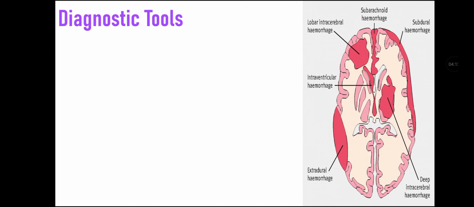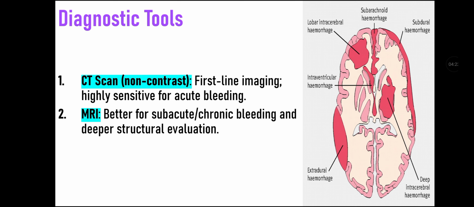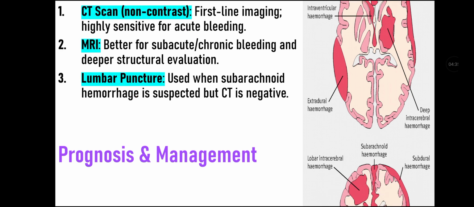Now let's talk about diagnostic tools for intracranial hemorrhage. They include CT scan, non-contrast. It is the first-line imaging and is highly sensitive for acute bleeding. Then there is MRI, which is better for subacute and chronic bleeding and deeper structure evaluation. Then we can also do lumbar puncture, which is used when subarachnoid hemorrhage is suspected but CT is negative.